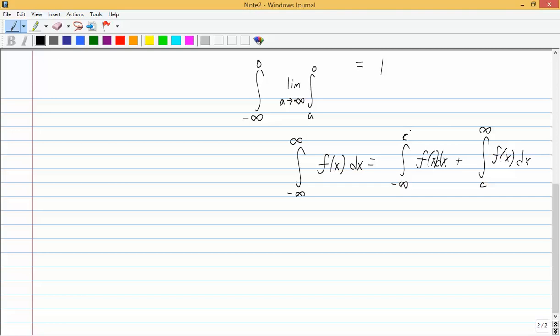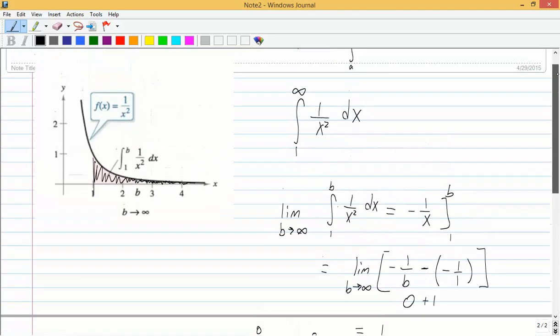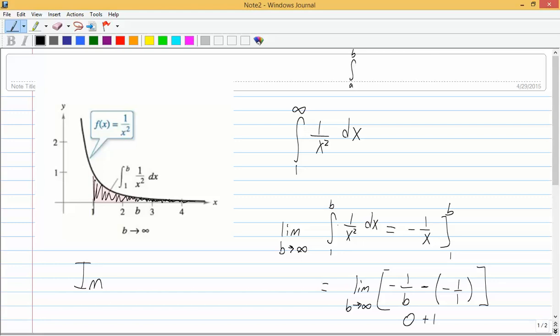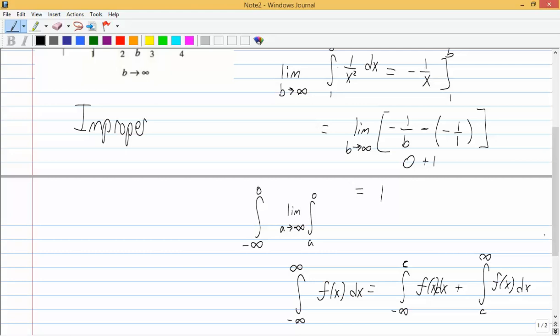In any case, these are called improper integrals, by the way. If you get an answer out for these improper integrals, then it's said that the integral converges. Answers mean converge. So if you can get an answer out, the integral converges. So that's if the integral exists. If it doesn't exist, if you get infinity or negative infinity as your answer, we say the integral diverges. Okay.